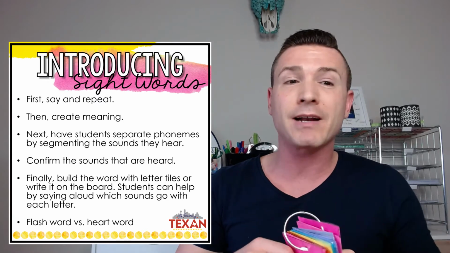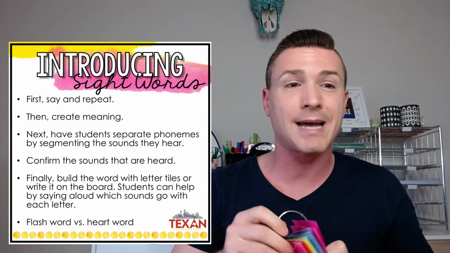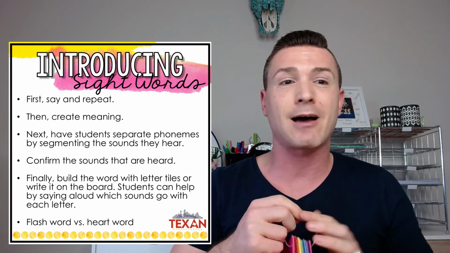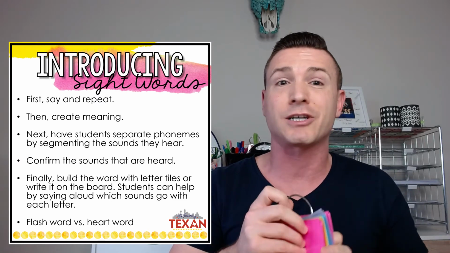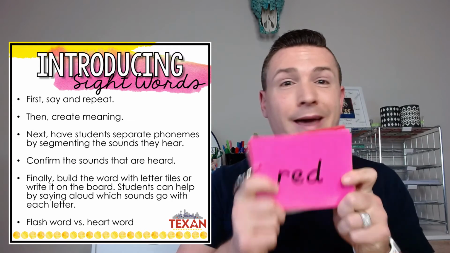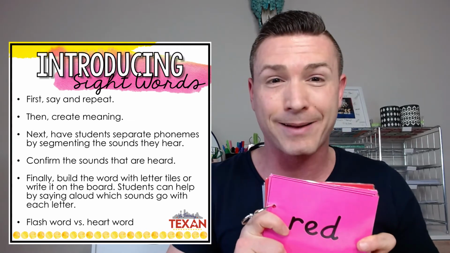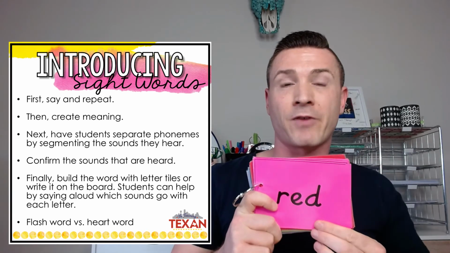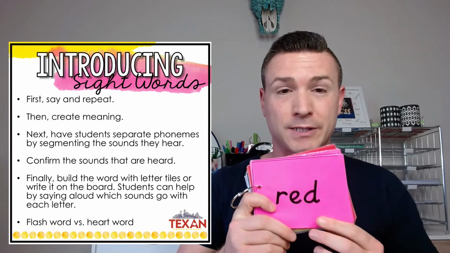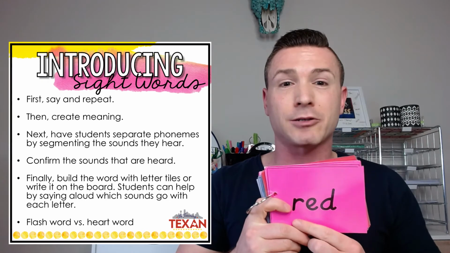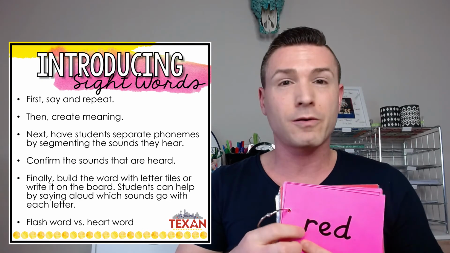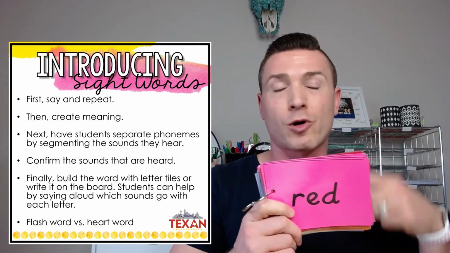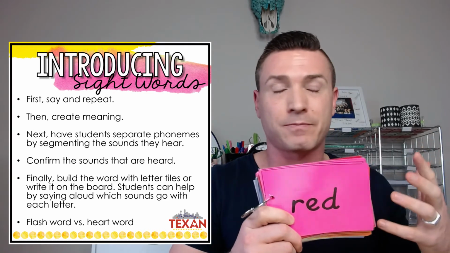Then finally, you can build the word with letter tiles, write it on a board, have them write it on a board, and students can help by saying aloud which sounds go with each letter. So instead of just saying, okay, memorize this, R-E-D is red, we've got meaning, we've broken it into the phonemes, so we've listened to the different sounds, and we are looking at the letters, and they're going to connect that sound is made by the letter R. Okay, and so we're going to write that on our board or build it with magnets, what have you.